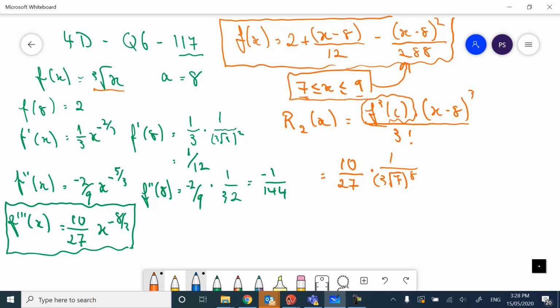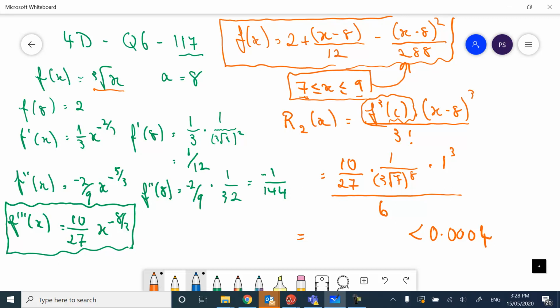Now, here it doesn't matter whether you choose 7 or 9, we've got the extreme values. I'll choose 9 minus 8, which is simply just 1 cubed. And then all I need to do now is divide that by 6. So that should give me my error term. And I just need to show that that is actually less than 0.00034, I think. 3 zeros and a 4 is what they ask in the question.